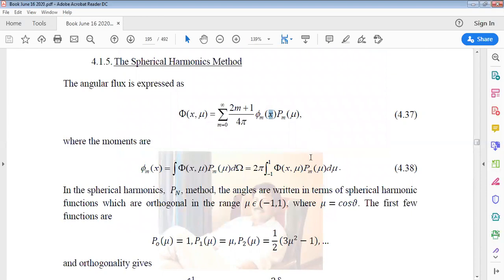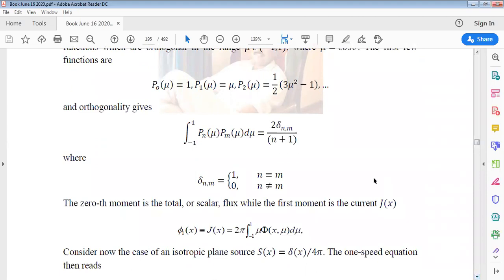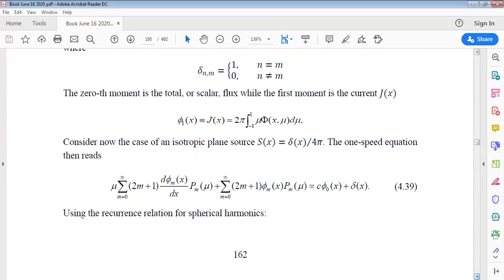So let's continue over here. You can see that I showed you the first few spherical harmonics, and this is the orthogonality condition, Kronecker delta function. So the zeroth moment is the scalar flux. The significance of the first moment: now look at this, P1 of mu is mu. So if I multiply by the first moment, what do I get? I get the current, J. So we can think of an equivalence between a P1 transport formulation and the diffusion equation. If we've got the flux, we've got the current.